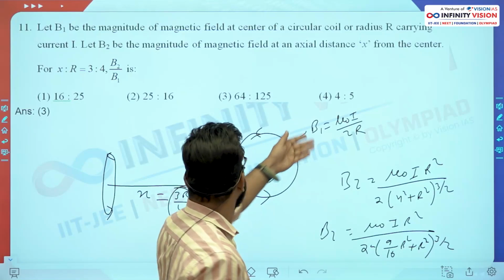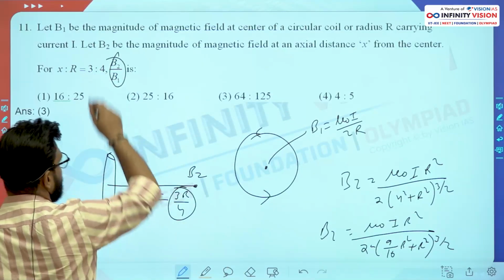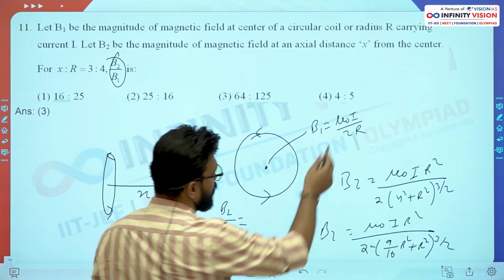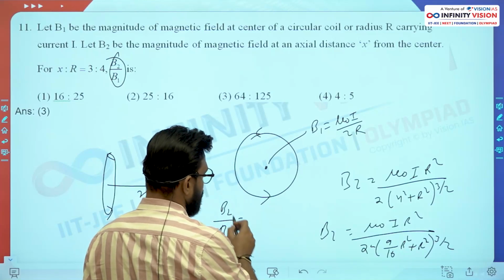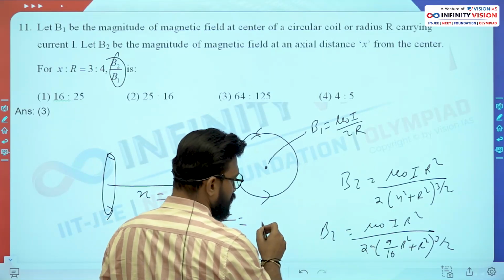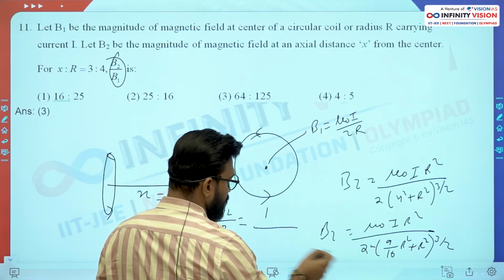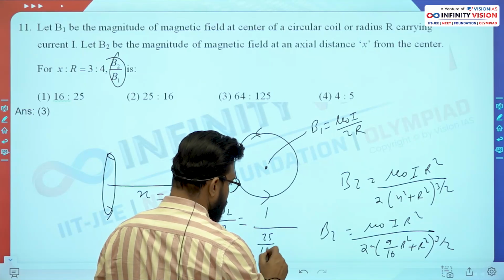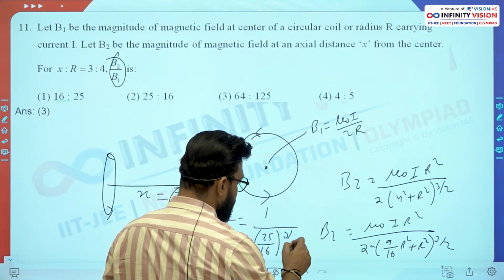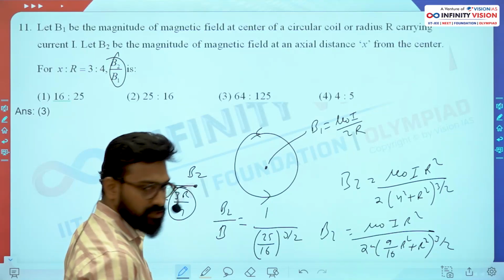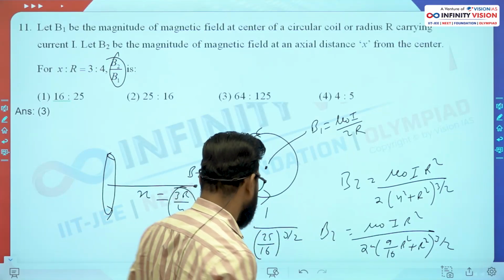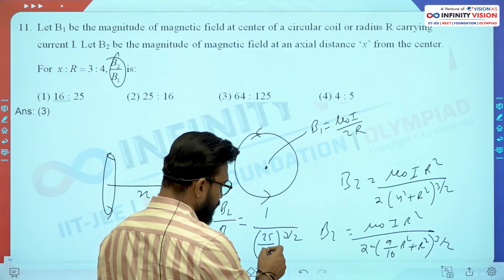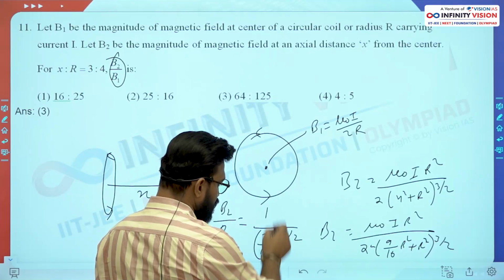Now you have to calculate B2 by B1 at the final point. So B2 by B1, in which mu naught I by 2R is going to cancel out. Eventually you will get this expression as 16 plus 9, which is 25 by 16, to the power 3 by 2. This is the final expression that we are getting after solving it. So this is nothing but 5 whole square by 4 whole square. 2 is going to cancel out, so 5 by 4.